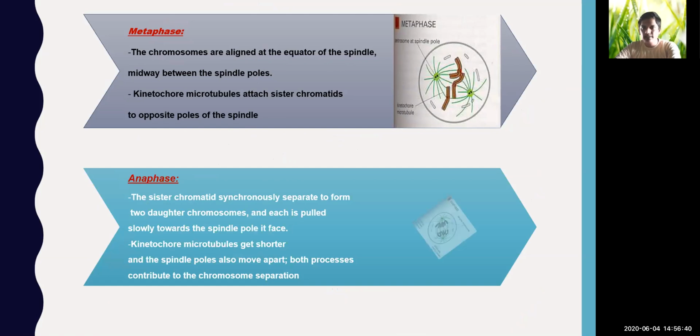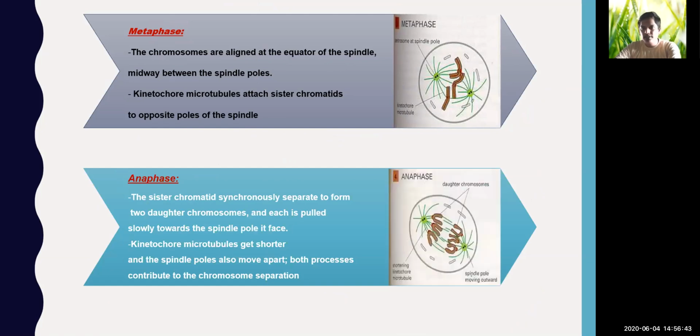So anaphase is the second last phase, which is again very significant because the chromosomes are now pulled towards the opposite poles with the help of kinetochores or spindle fibers, which are attached to the centrosome. The sister chromatids synchronously separate to form two daughter chromosomes, and each is pulled slowly towards the spindle pole it faces. Kinetochore microtubules get shorter, and the spindle poles also move apart. Both processes contribute to chromosome separation.